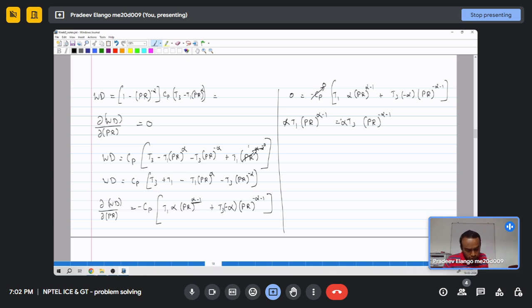So alpha will get cancelled, and if I take T3 by T1 on the right hand side and all the pressure ratio terms on the left hand side, I will be left with alpha minus 1, and when the right hand term comes to the left hand side, I will have plus alpha plus 1. So plus 1 minus 1 will get cancelled. I will be left with pressure ratio power 2 alpha is equal to T3 by T1. Now pressure ratio is equal to T3 by T1 power 1 by 2 alpha.